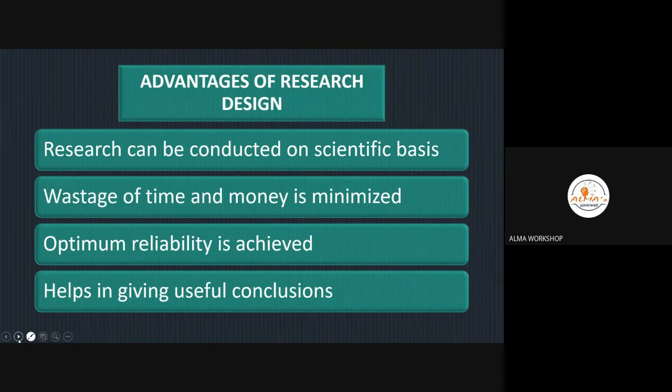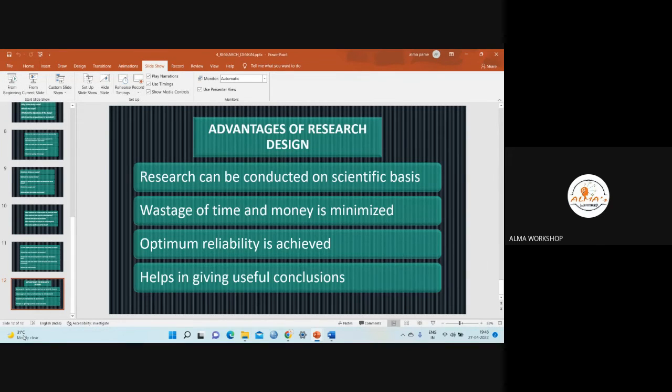Research can be made on a scientific basis. Educational research is scientific research; the only thing is you are doing it with human beings. When you have a research design like this, you can avoid the wastage of time, and when you plan, even money can be minimized. You can have optimum reliability and validity, and you can give useful conclusions. That is how you go with the research design.